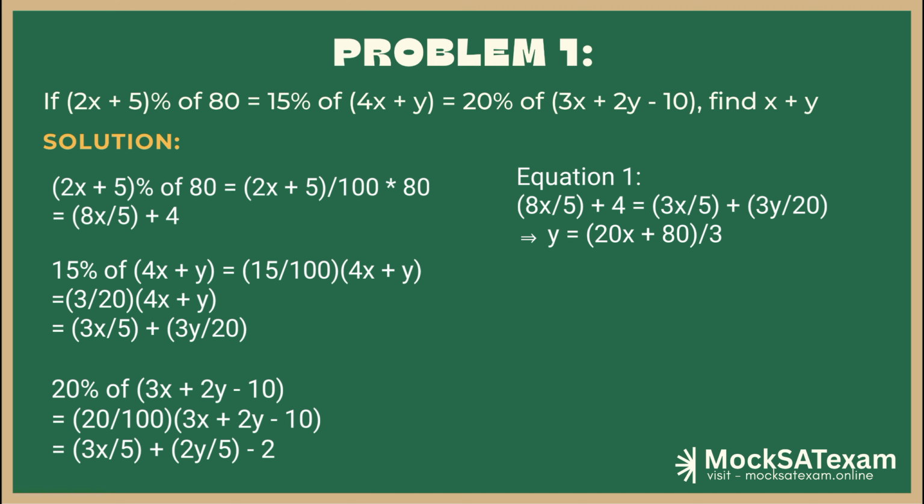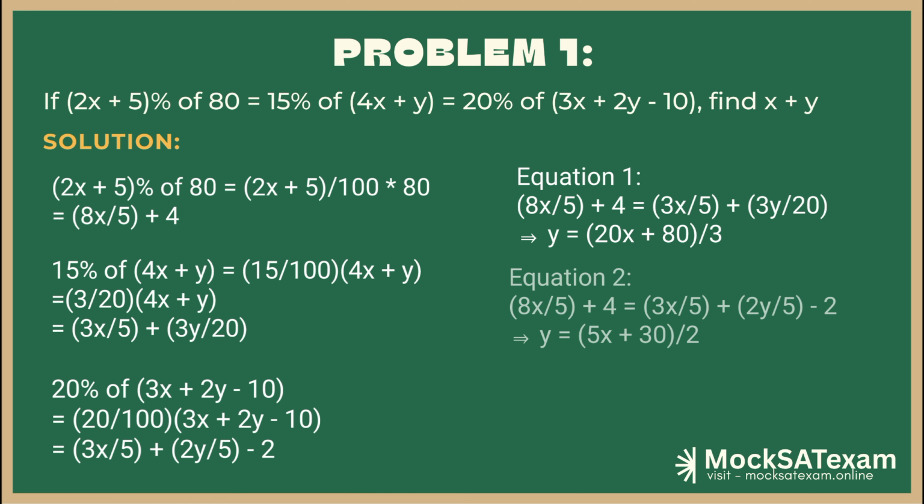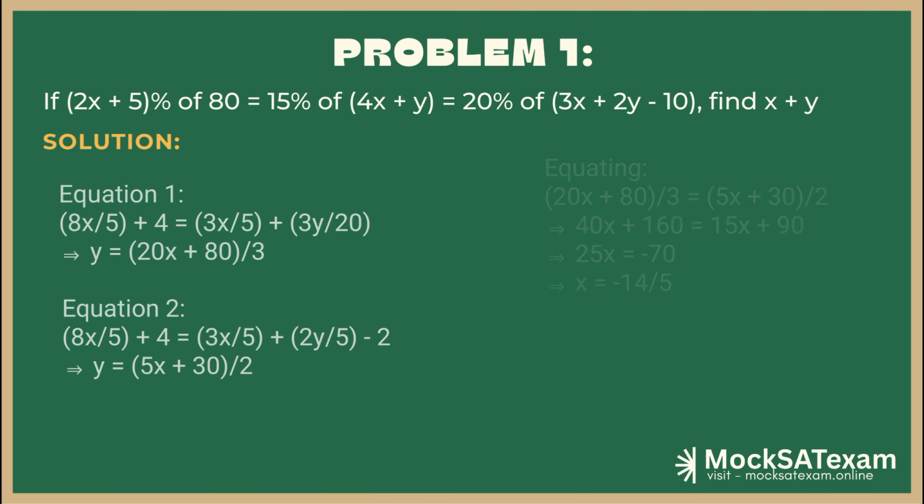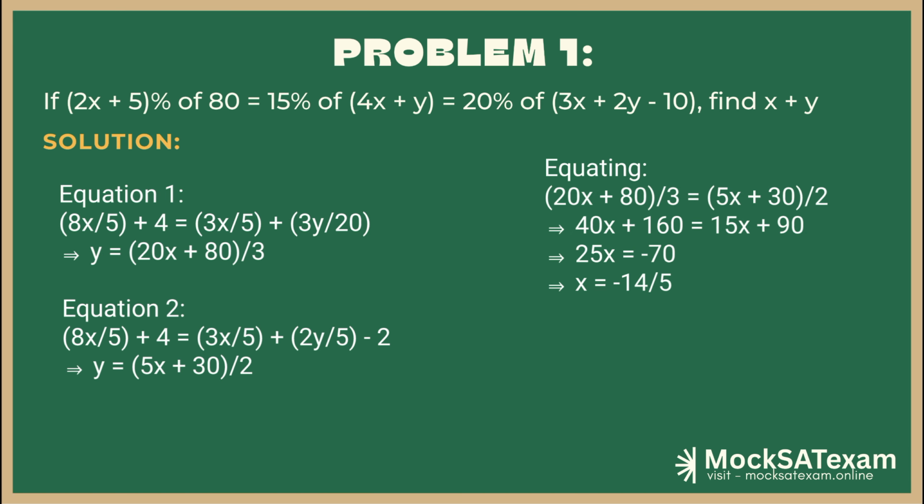Now compare the first and the third. 8x over 5 plus 4 equals 3x over 5 plus 2y over 5 minus 2. This simplifies to y equals (5x plus 30) divided by 2. Now we set the two equations for y equal to each other. (20x plus 80) divided by 3 equals (5x plus 30) divided by 2.